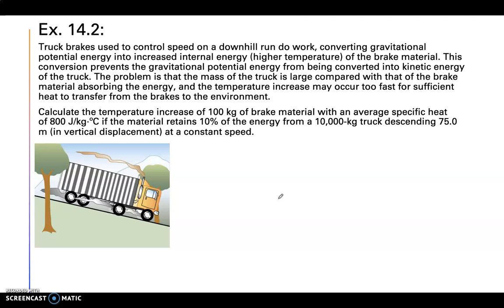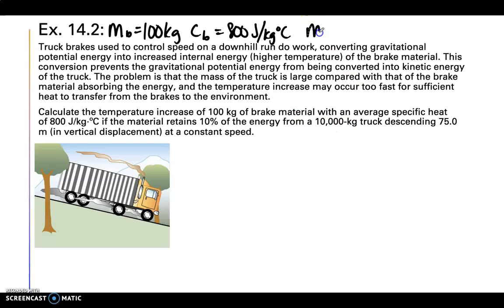Okay, so that was a lot, but remember when you're going through problems, just take it piece by piece, and start writing down what you know. So the first thing I'm going to do is write down everything I know. I know my mass of the brakes is 100 kilograms. I know my specific heat of the brakes is 800 joules per kilogram degree C.